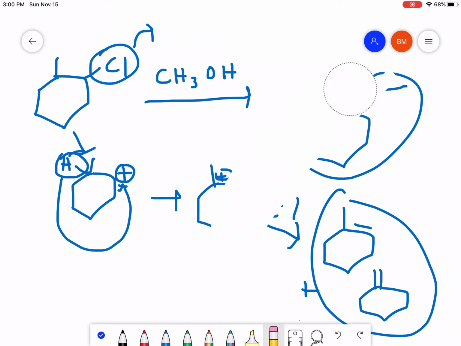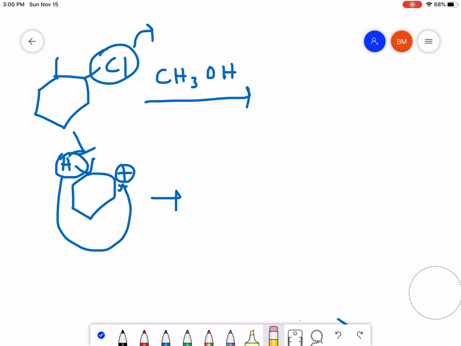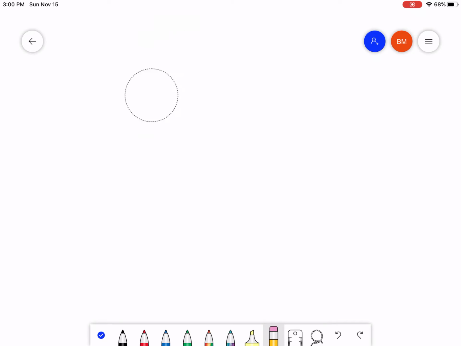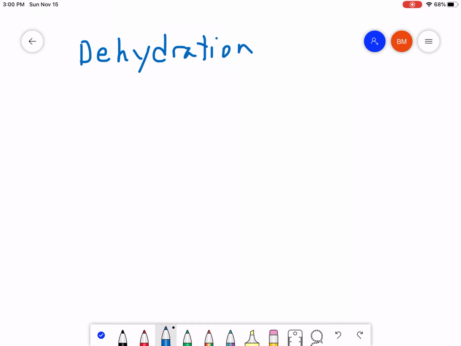Okay. So those are the two mechanisms for dehydration of alcohols using strong acid to make alkenes. There is another alternate way of doing this besides the strong acid method. Instead of using a strong acid, you can use a combination of POCl3 and pyridine.